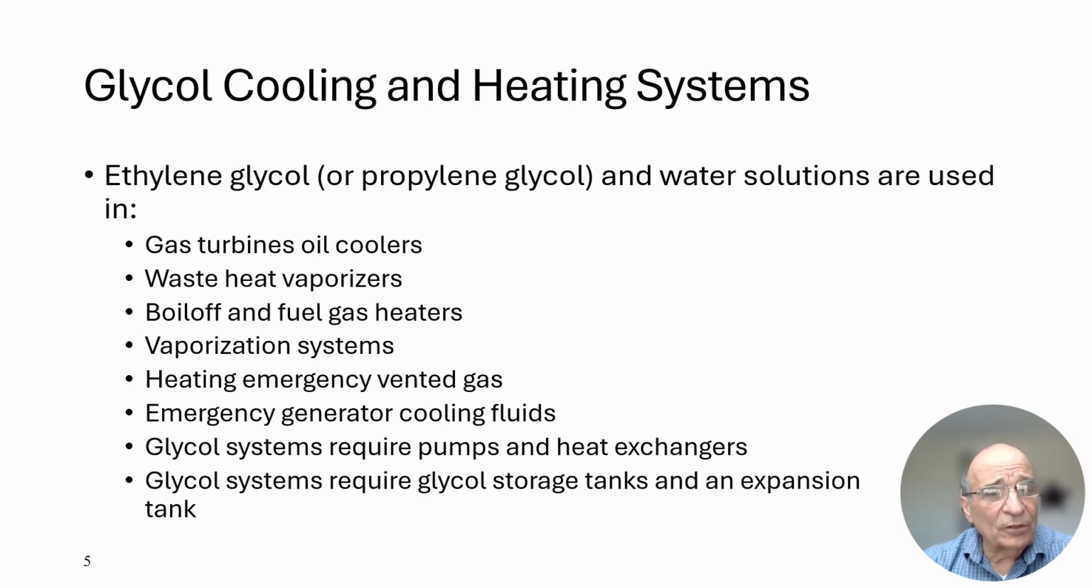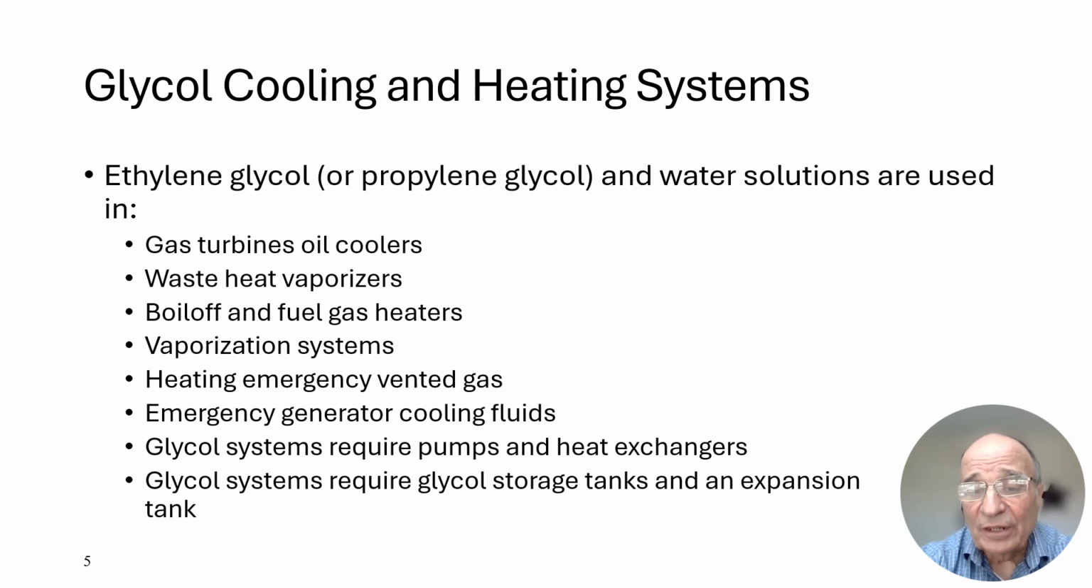Gas turbine oil coolers would typically use ethylene glycol to cool down the turbine oil in a heat exchanger, of course. Waste heat vaporizers would use ethylene glycol. Boil off gas and fuel gas heaters would use ethylene glycol. Vaporization systems often use ethylene glycol. Also heating emergency vent gas systems and emergency generator cooling fluids.